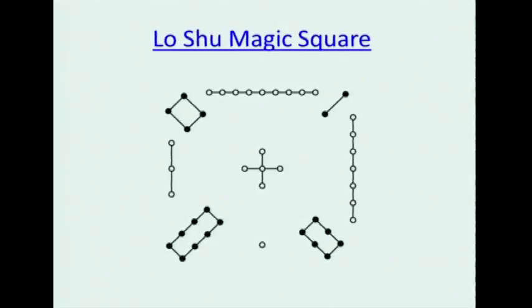Those of you who are graph theorists, that might ring a bell. A lot of graph theory going on there. It's kind of interesting. This is probably the most famous magic square. It's been around the longest.